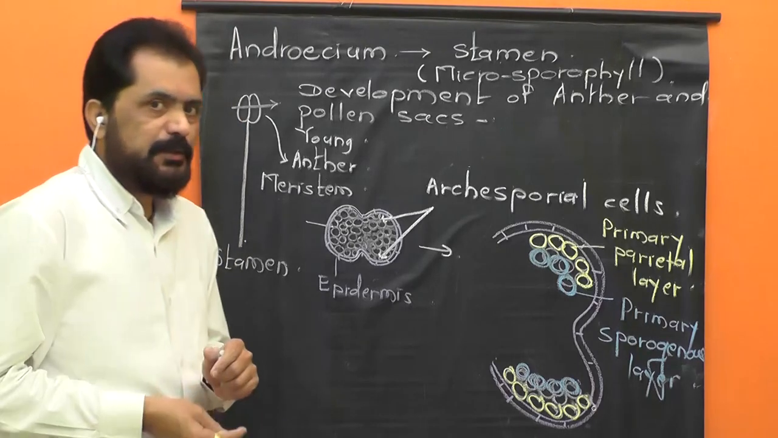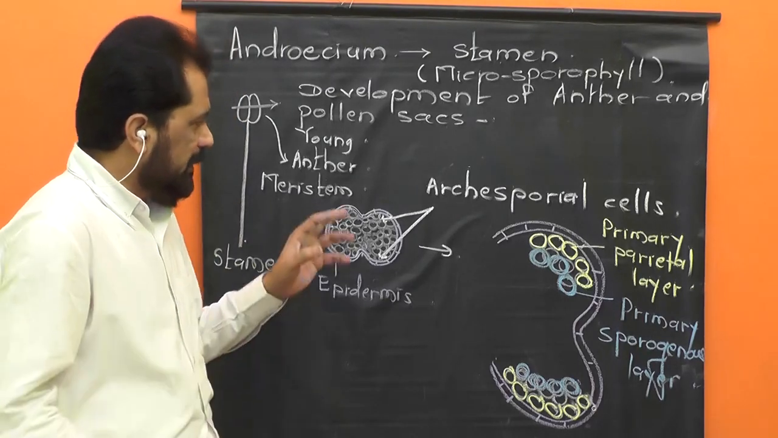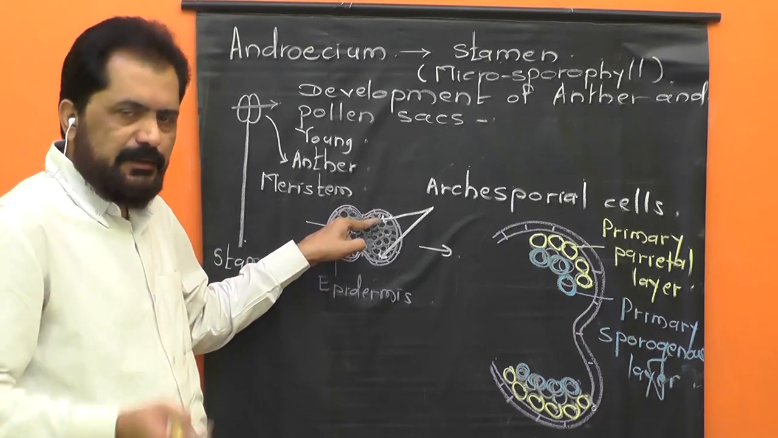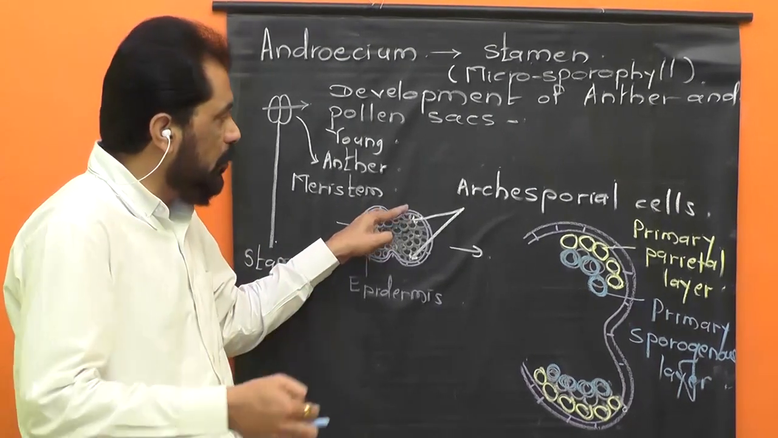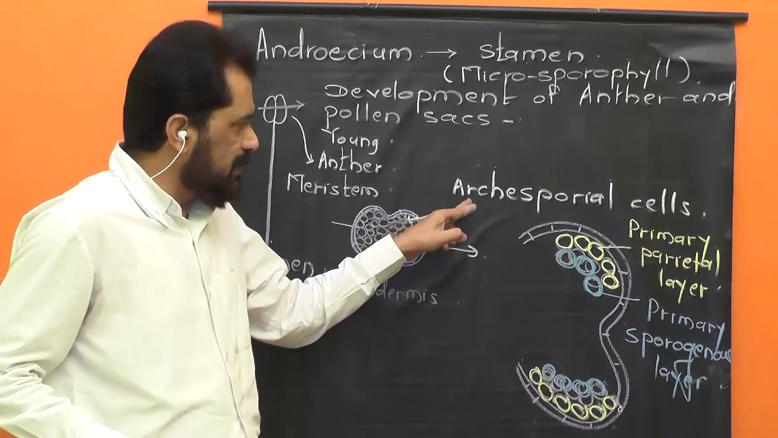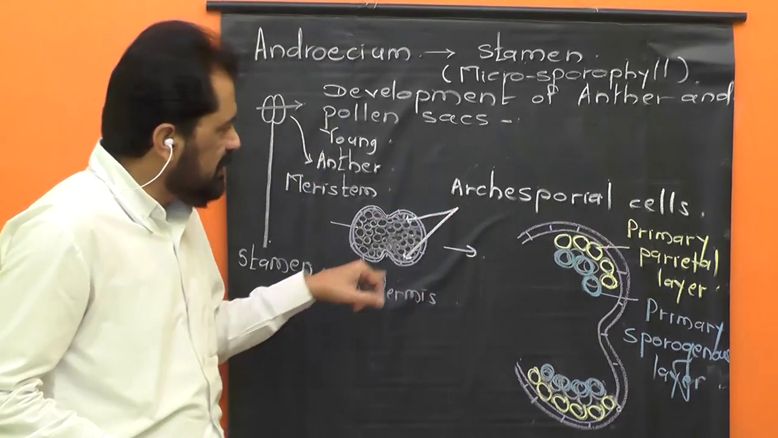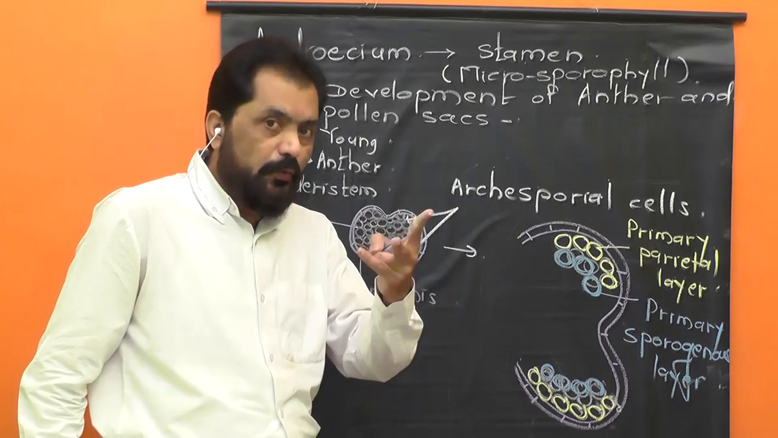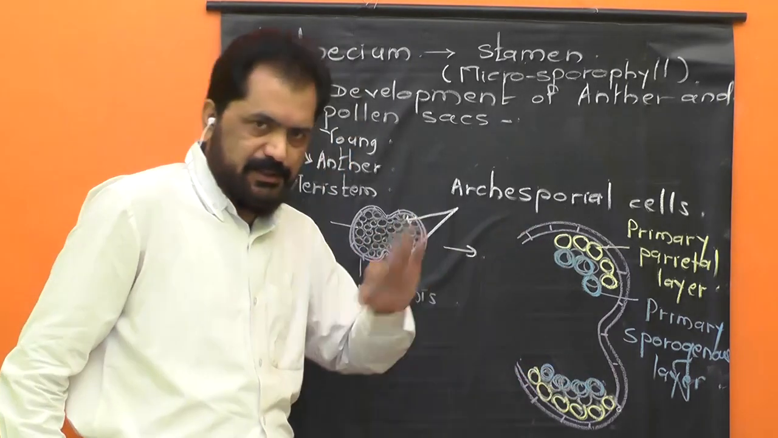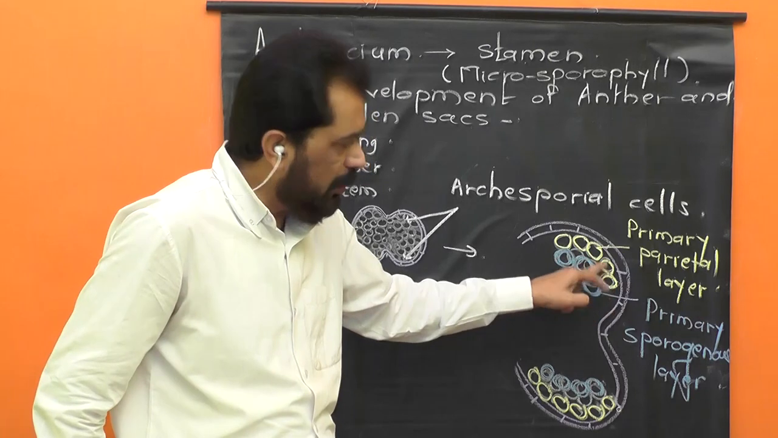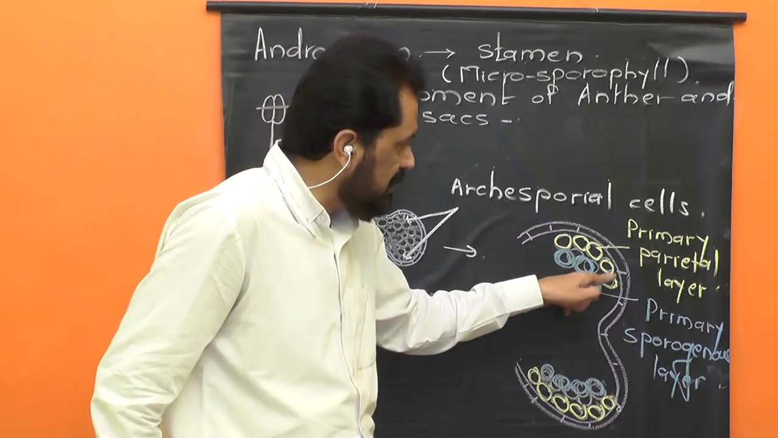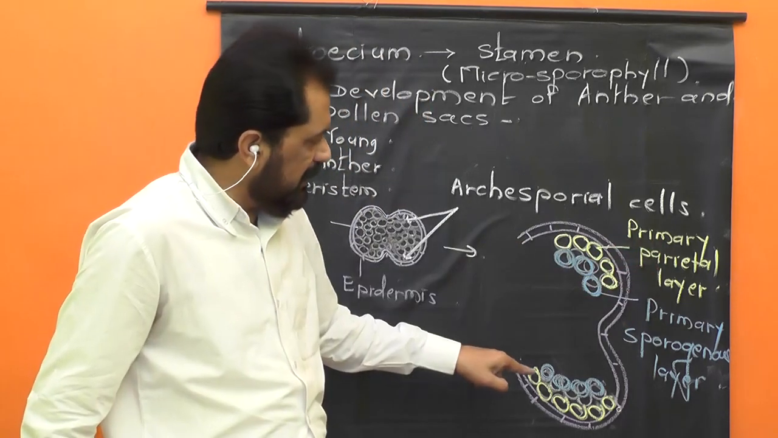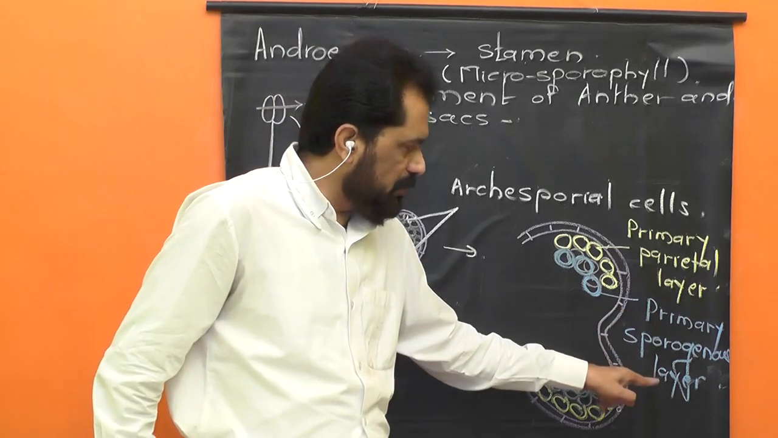Understand, I am going to repeat once again. I said that initially few of the hypodermal cells, that is the cells lying just below epidermis, also known as the archesporial cells, present at the corners of anther, undergo division to form two distinct layers of cells such as peripheral or subepidermal layer of cells is known as primary parietal layer and the inner layer of cells is known as primary sporogenous layer.